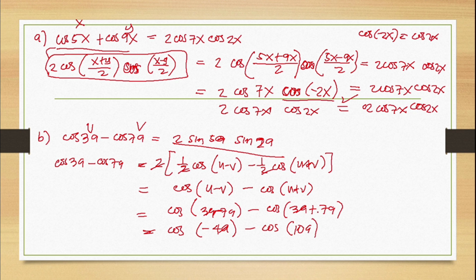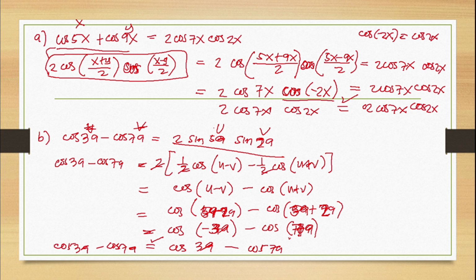Rather, this is our u and this is our v. So this is 5a minus 2a, and this is 5a plus 2a. So therefore this is 3a and this is 7a. So by negative argument identities, we have cosine 3a minus cosine 7a. So therefore cosine 3a minus cosine 7a is checked. So this is an identity.